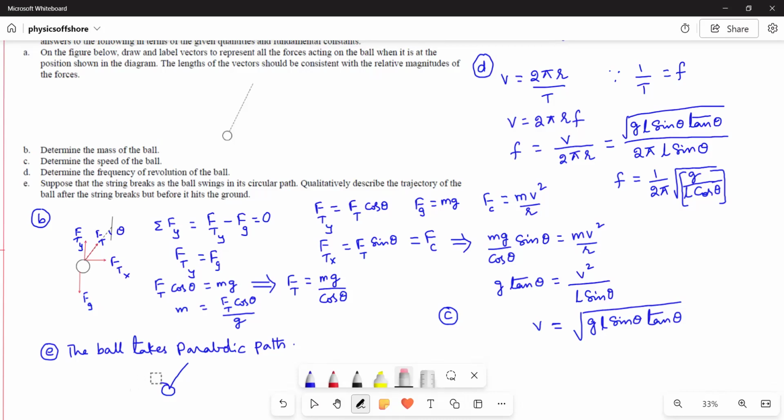How does it fall? This is projectile motion. The object is under free fall. No other force is acting because the moment the string breaks, no other force is acting on it except gravity. Therefore, the ball is under free fall. It takes a parabolic path and then reaches the ground. This is the parabolic path. That is the answer for this question.